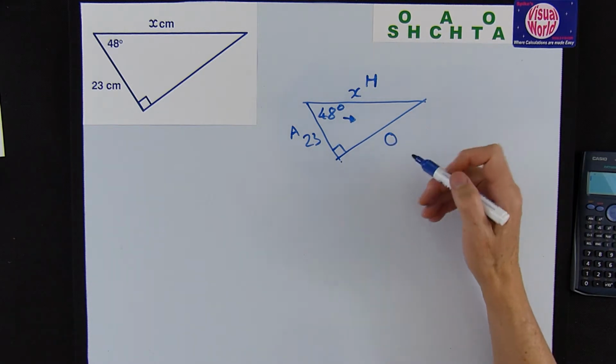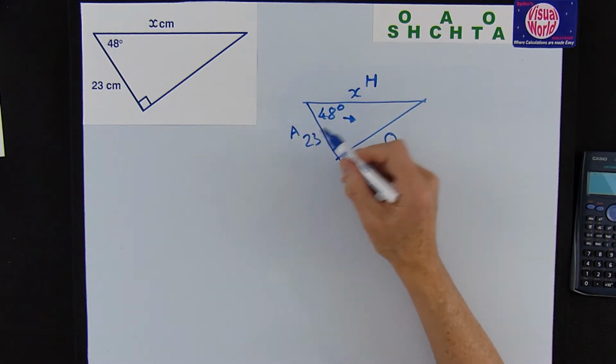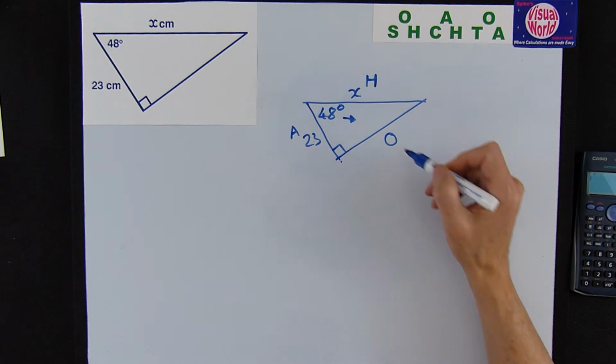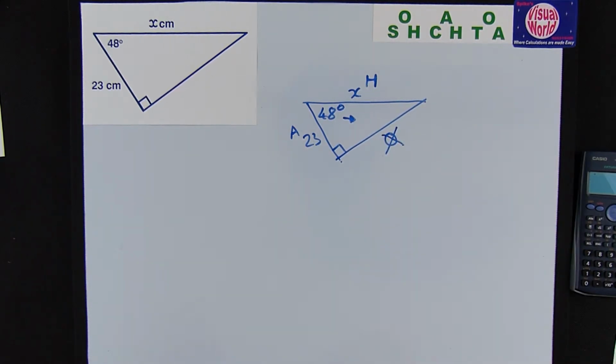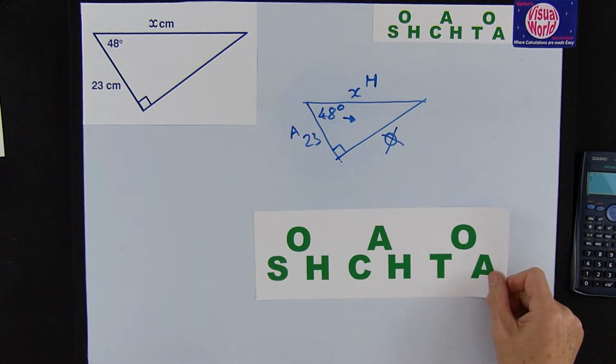Now we'll look to see which one we're not using. The A is 23, the H is X, so it's O we're not using. I'll now get my big version so you can see what exactly is going on.